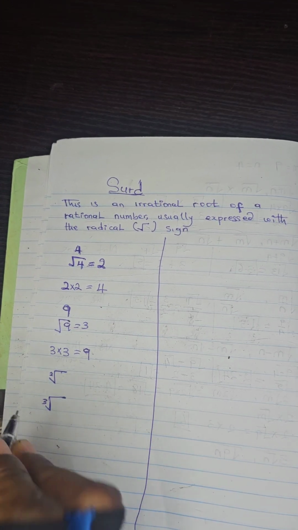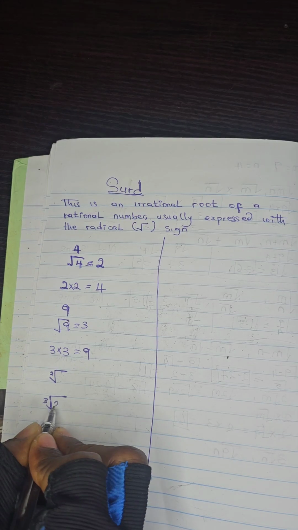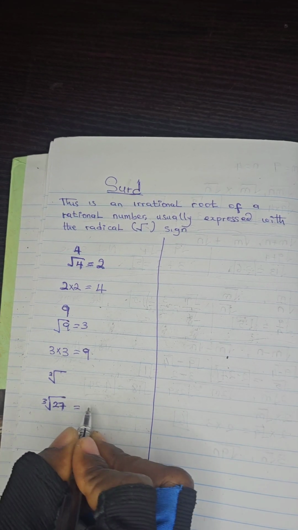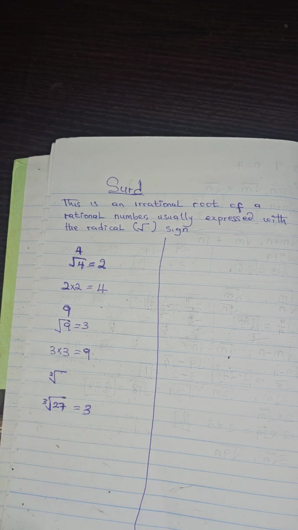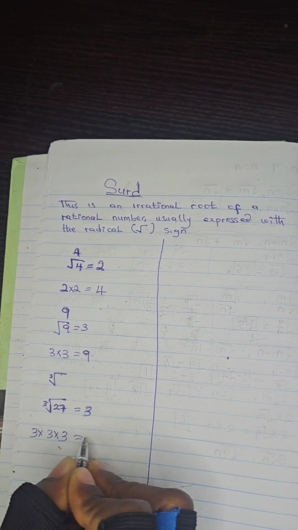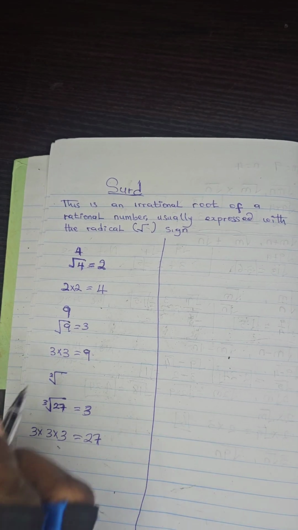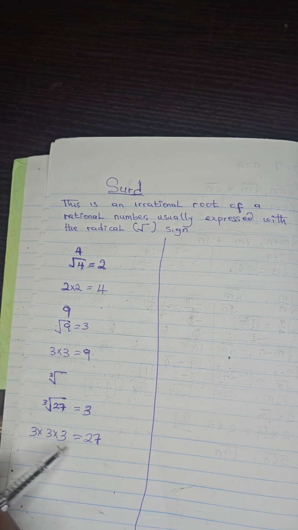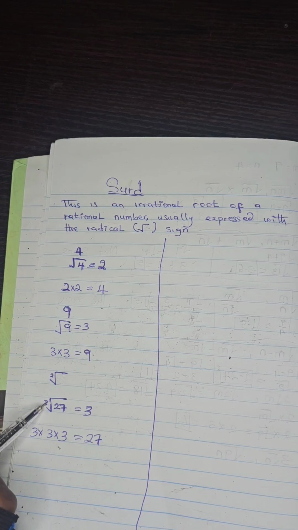Cube root means, for example, if you have been told to find the cube root of 27, the cube root of 27 is obviously 3. What does it mean? It means that 3 times 3 times 3 will give you 27. So if you look at this place, I said there is a hidden 2 here. You see that it's 2 times, but here now it's 3 times. That's why you see that it's 3 here.